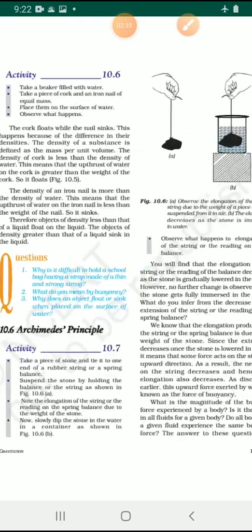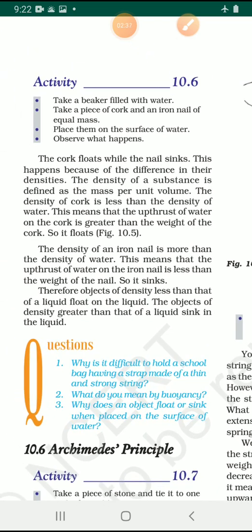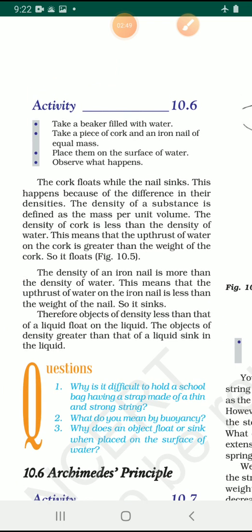Further, we can discuss another activity, which is 10.6, given in the textbook. As you can see here, children, take a beaker filled with water, take a piece of cork and a nail of equal mass, place them on the surface of water, and observe what happens. So what happens? The cork floats while the nail sinks. You know that. This happens because of the difference in their densities.